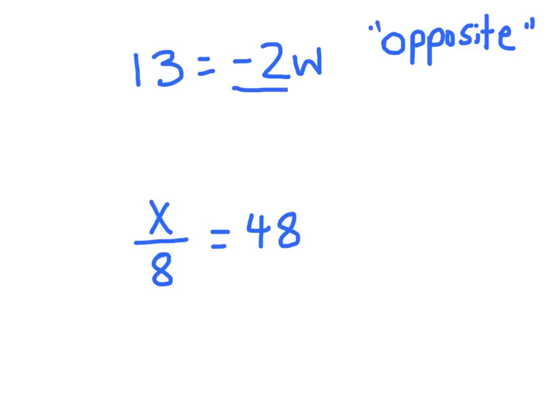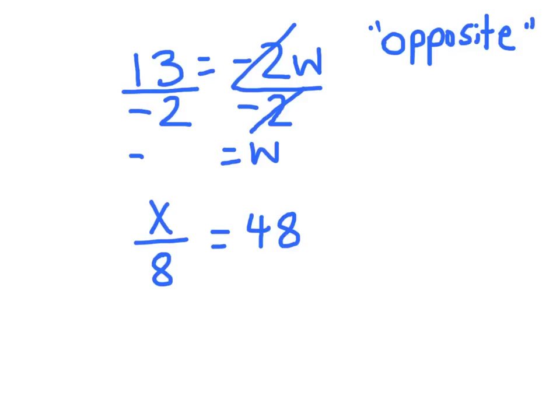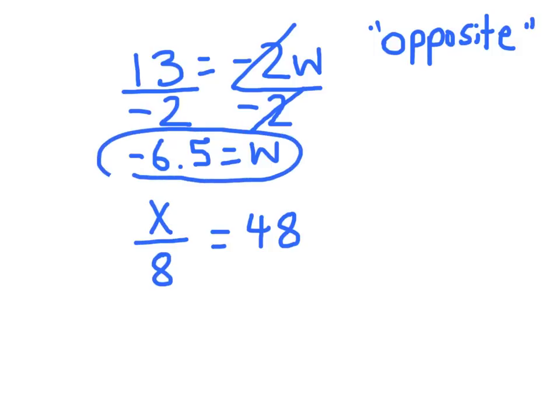So if I divide both sides of the equation by negative 2, that would get me the variable all by itself. Because negative 2 divided by negative 2 is positive 1. And so I just have 1w. Here, 13 divided by negative 2, I can leave that the way it is or write it as a decimal. I'm going to go ahead and write it as a decimal. 13 divided by negative 2 is negative 6.5. That's the value of the variable that makes this equation true.